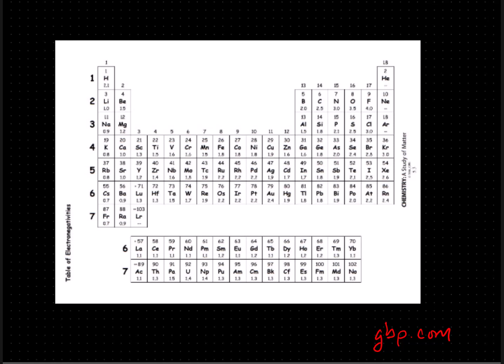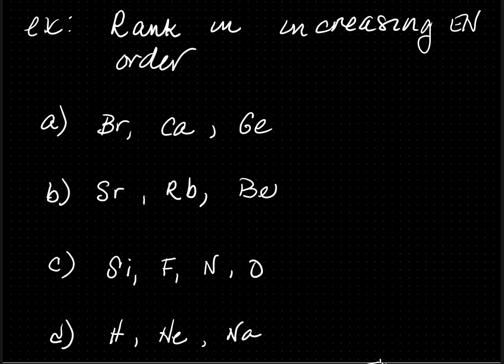For the periodic trends test, you will not be provided this table. However, in the upcoming unit on VSEPR, you will be provided a table for the test. So pause the video, rank the following in order of increasing electronegativity, and then check your answer.